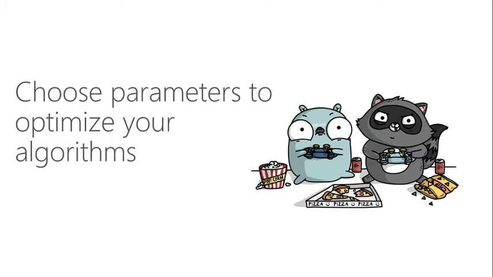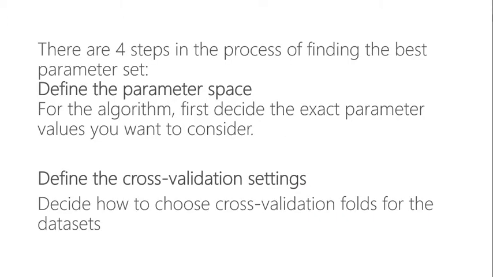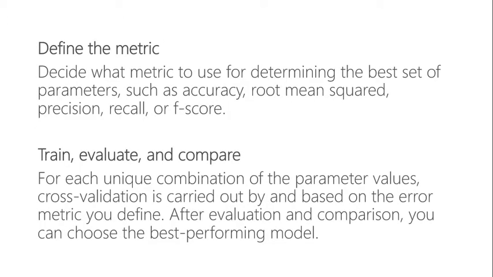Let me teach you how to choose parameters to optimize your algorithm. There are 4 steps in the process of finding the best parameter set. First, define the parameter space. Second, define the cross-validation setting. Third, define the metric. Fourth, train, evaluate, and compare.